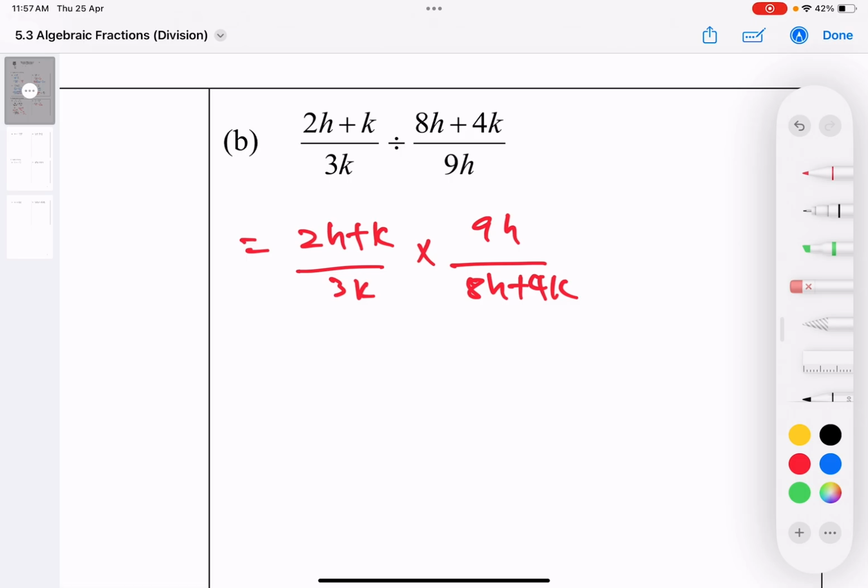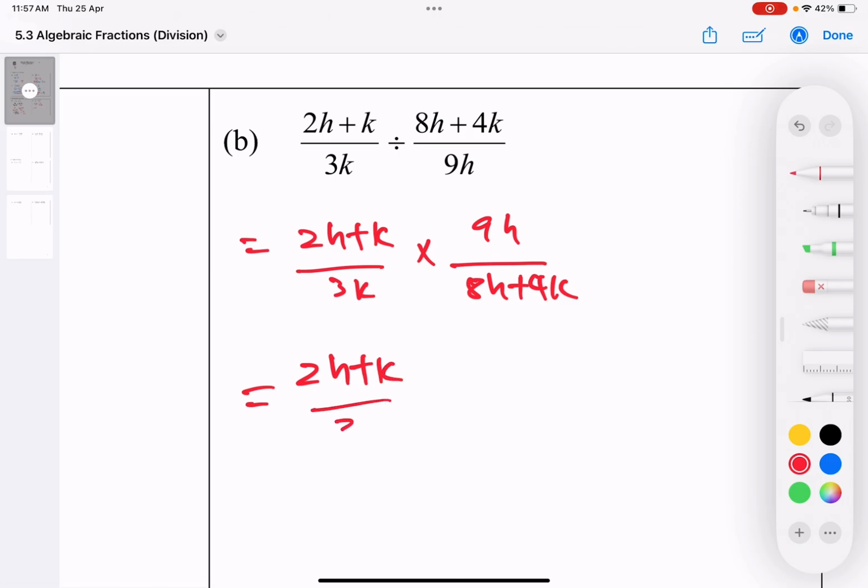Now, let's go through this question together. When I see plus and minus, I try to factorize first. But here in this case, I cannot factorize anything out here, because there is nothing else that is common. But here I can factorize. So let me try to factorize this one.